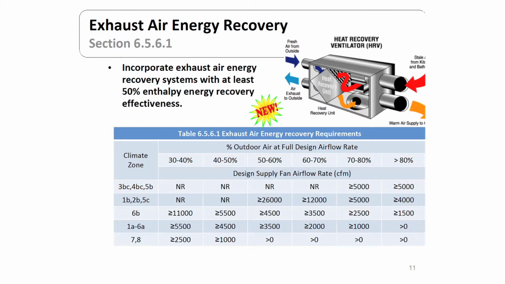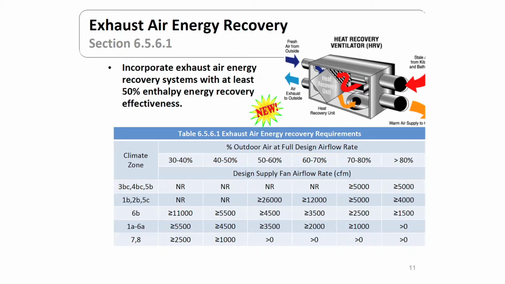Exhaust energy recovery. This is required now. By climate zone, you can see here down on the left column, this table gives you the exhaust air energy recovery requirements, and it's based on the percent of outdoor air at the full design airflow rate. If you go vertically, then you can see that it applies different airflow rates in the different climate zones. So this exhaust air recovery has to recover at least 50% of the energy of the incoming air that's otherwise a load on the ventilation system.